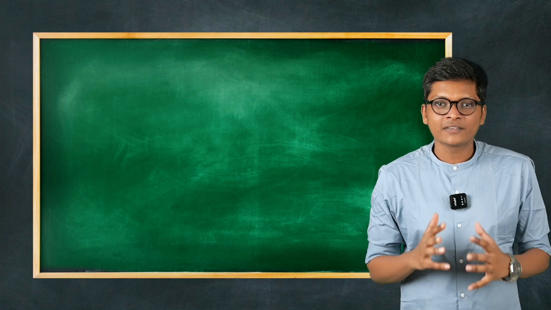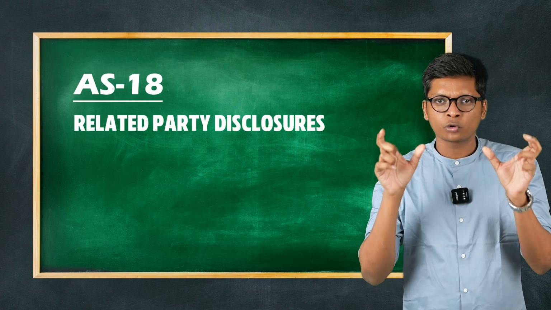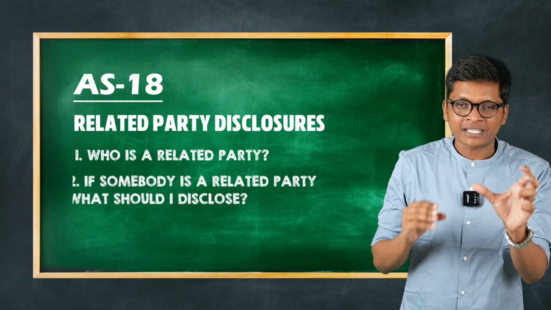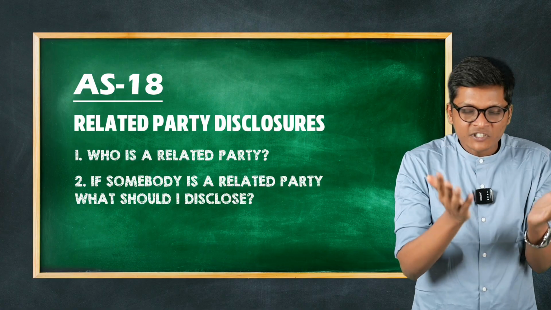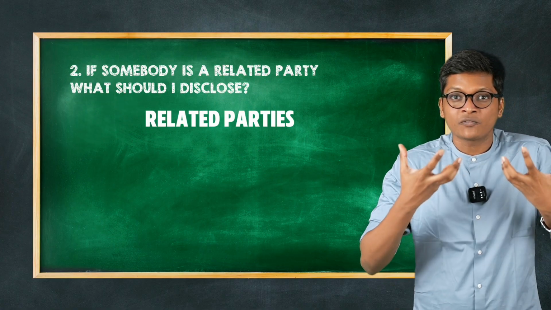Hey, let's quickly revise AS 18 related party disclosures. This standard talks only about two things: who is a related party, and if somebody is a related party, what should I disclose? Let me finish the second part. This standard defines related parties into two types of relationships.